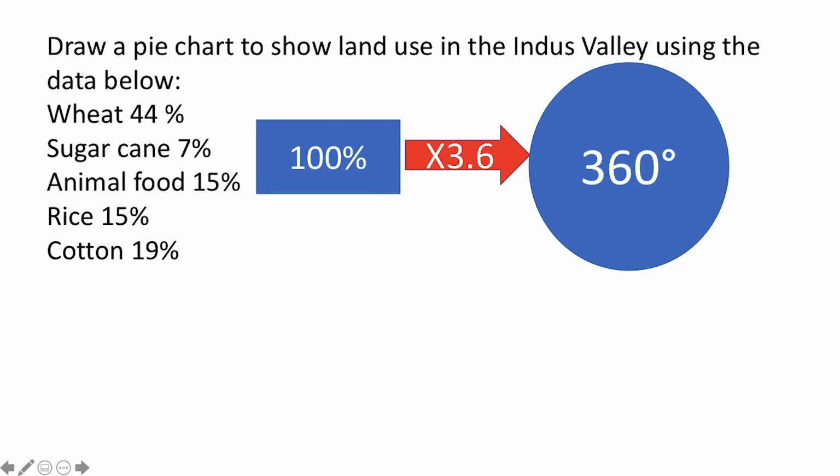So I simply take each of those percentages one at a time and I times it by 3.6. So I would do 44 times 3.6, that would give me the degrees. I would do 7 times 3.6, that will give me the degrees, and so on and so forth. My degrees should add up to 360 or near to. Your pie chart needs to be drawn now, so press pause and draw your pie charts and then check with the next slide to make sure that they look the same. Good luck.